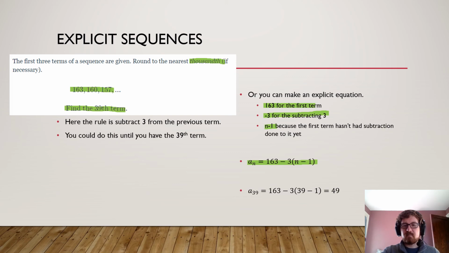And then we can just plug it in right here. a_39 is 163 minus 3 times 39 minus 1. And you plug that into a calculator, you get 49. I don't need to see your computations in this class. What I need to see is the original equation you put in. You're more than welcome to show me your computations, but I don't need to see them.